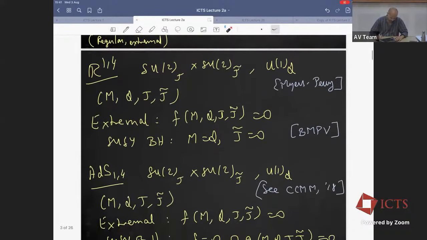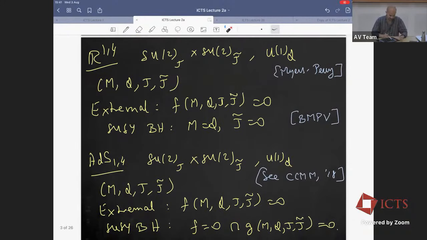Now let's do R5. So now you have an S3, so you have an SU2 times SU2. I'm going to call the charges J, J tilde, and then the mass and electric charge. This is the Myers-Perry solution. Again, asymptotically flat. Again, the extremality condition is some function, not the same F, of these four charges equal to zero, and supersymmetry again implies two conditions: mass equal to charge and J tilde equal to zero. That's the BMPV solution. This also should be familiar to many string theorists.